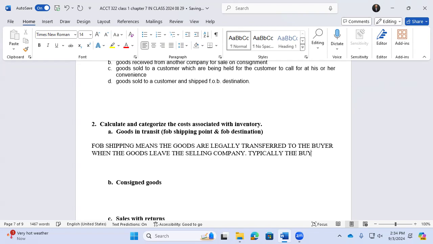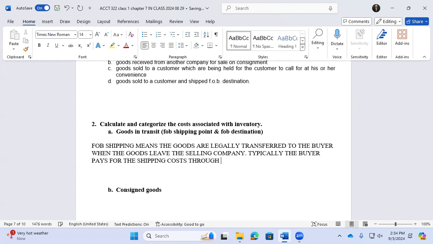Typically, the buyer pays for the shipping costs through its own vendor. Generally speaking, somebody will sell you something and they'll tell you if you want us to ship it, it must. Usually speaking, supplier. So typically, that's why the buyer does that type of thing.